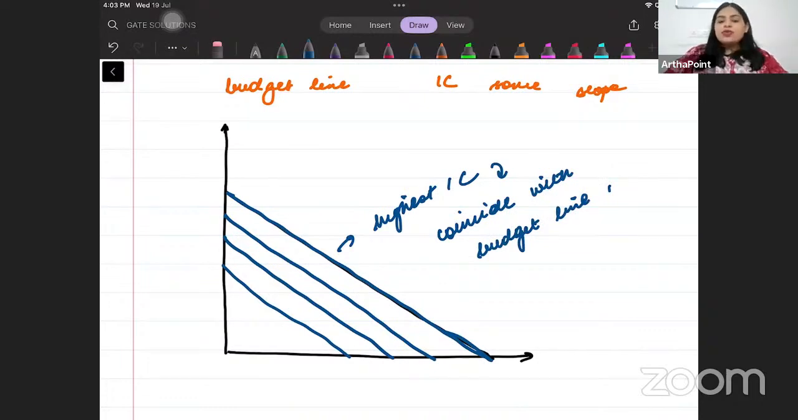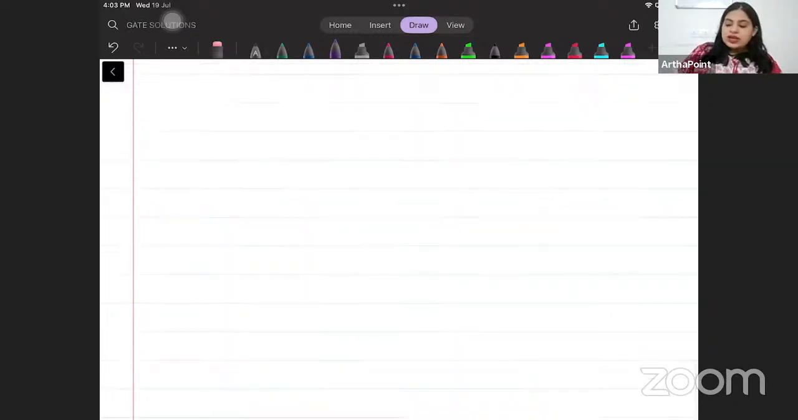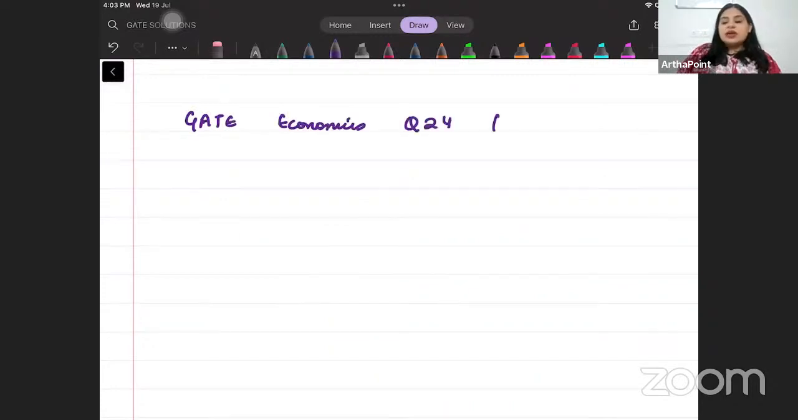Now, beta, I am going to take a GATE question based on this concept. Question number 24, GATE Economics. This came in the year 2021. Let's look at the question once. Please look at it in the question paper as well.